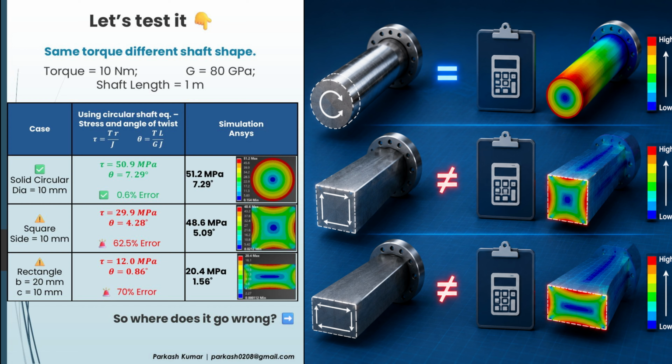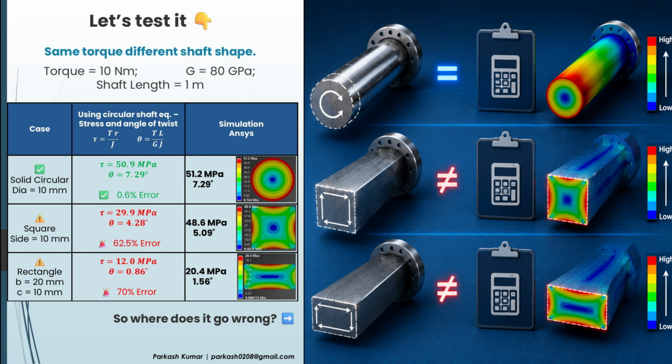Now look at the square shaft. The analytical equation predicts only 29.9 megapascals, while the simulation shows 48.6 megapascals. That's an error of more than 60%. The predicted angle of twist is also much lower than the simulation. The rectangular shaft performs even worse. The equation predicts only 12 megapascals, but the simulation gives 20.4 megapascals. That's nearly a 70% difference.